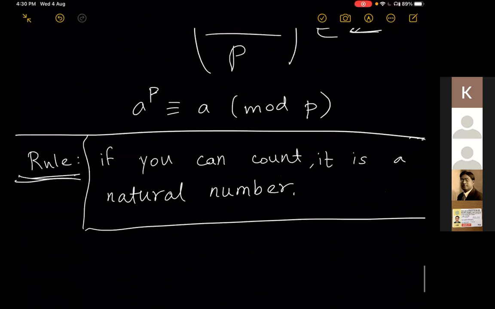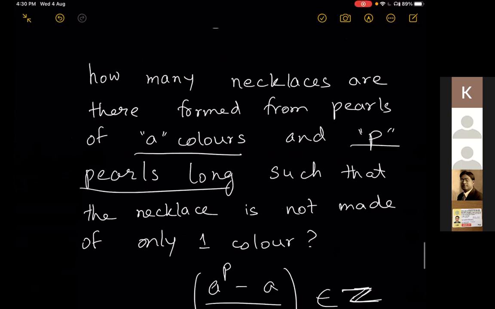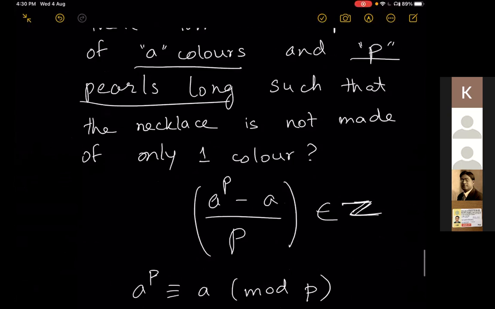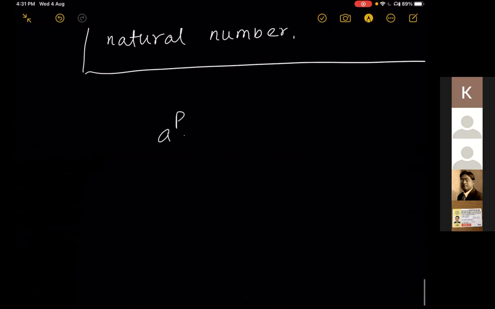We can count the number of necklaces. Like if I randomly tell you a to the power p minus a by p, where p is a prime, tell me something about this number. Tell me, fast. You won't be able to say anything. Sir, it is an integer. Yeah, you know that now, but before Monday's class, how would you tell?